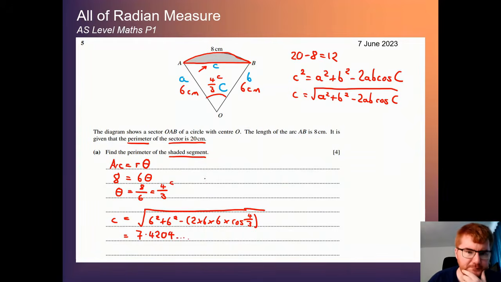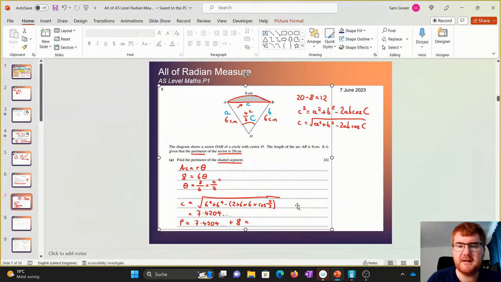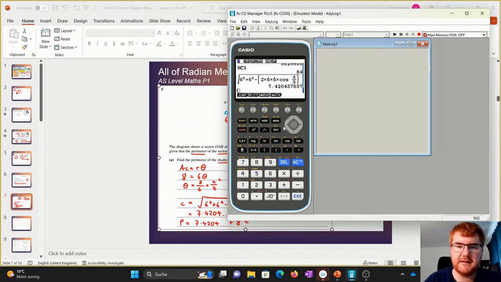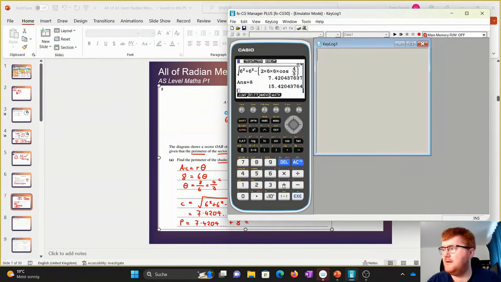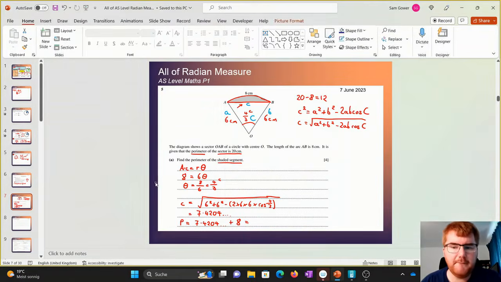4204... And now we want to work out the perimeter here, so we need to add on the 8 here. So we take our 7.4204, representing the C here, and add on the 8. Again, we can just go back to the calculator quickly, using the answer feature here, which is really useful. So you go shift and down here, answer plus 8. We get our final answer of 15.4.